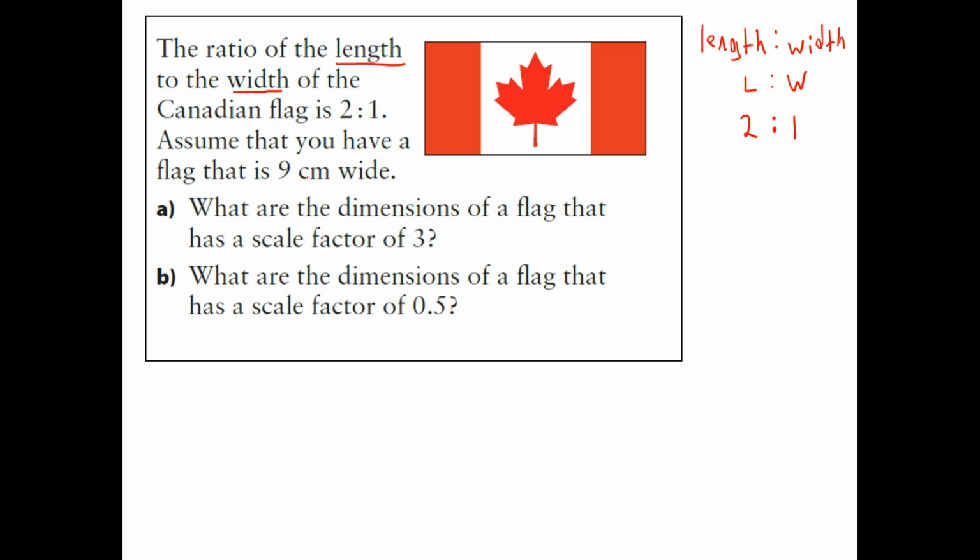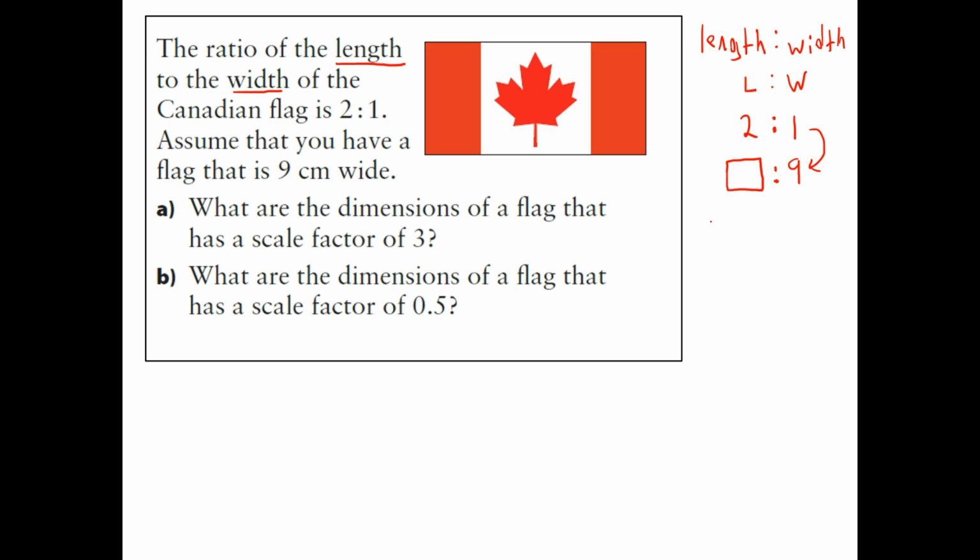Now we know the width is actually 9 centimeters. And here I have 9 centimeters. But we don't yet know the length. Well, first things first, let's actually find the length. So right now I have 2 to 1 for my ratio. I have to ask myself this question here. How do I get from 1 to 9?